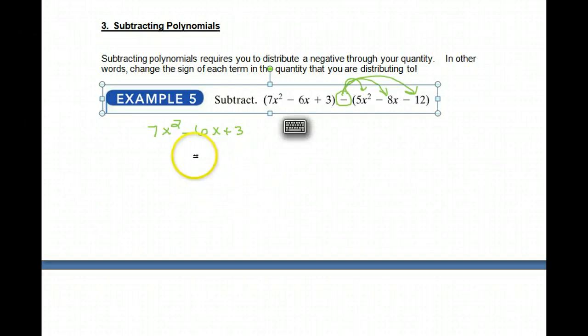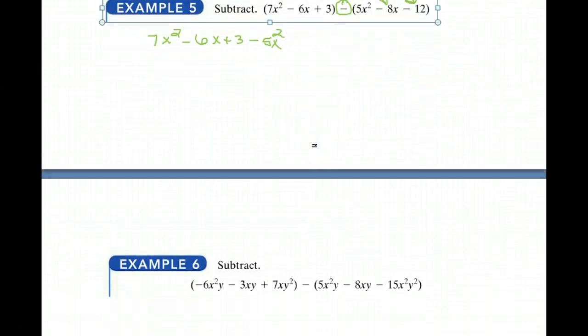So my positive 5 will become a negative 5x squared. My negative 8x will become a positive 8x. And my negative 12 will become a positive 12. Now that you have distributed that negative through your quantity, you are now ready to combine like terms and simplify that expression just like we have done in every other example so far.